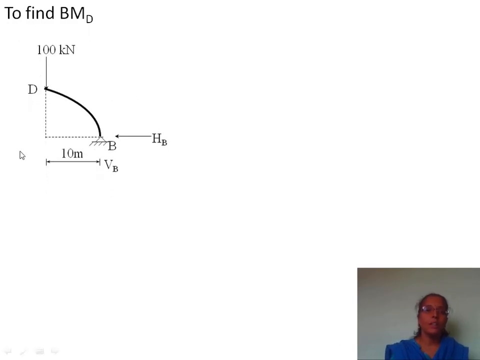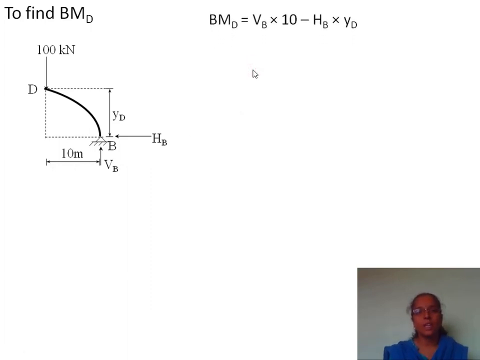Next we will find the bending moment under the load, that is the bending moment at D. Let us draw the arch up to point D. So let YD be the ordinate at D. So this distance is 10 meter. Now we will write the equation for bending moment at D, that is equal to VB into 10 minus HB into YD. So VB is inducing sagging, and HB is inducing hogging bending moment about D. Let us substitute the values here: 233.77 into 10 minus 190.06 into YD.